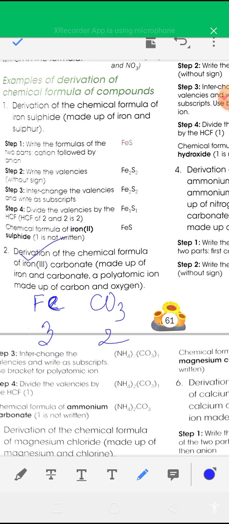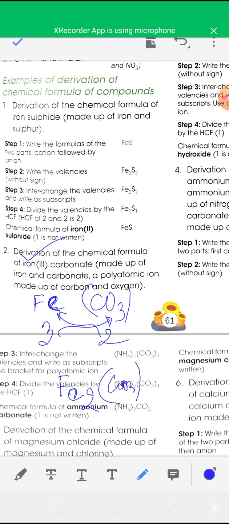After this step you have to exchange the valency. After exchanging valency it becomes Fe2 and CO3. As CO3 is a polyatomic ion or radical, you have to write the formula of CO3 within brackets. So it becomes Fe2 and (CO3) whole thrice. Now check if there is any common factor of 2 and 3. There is no common factor of 2 and 3.